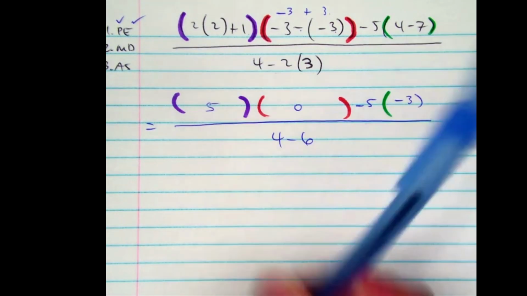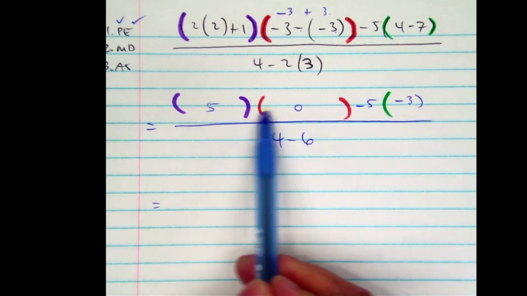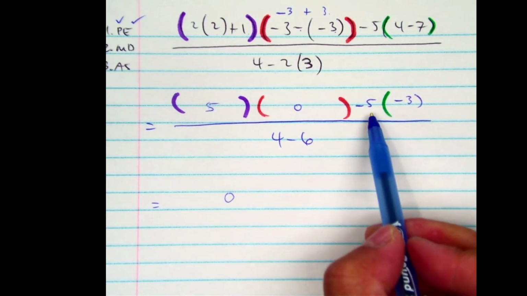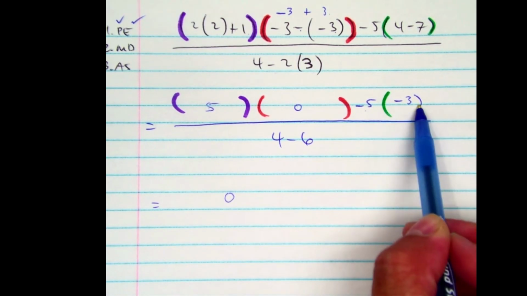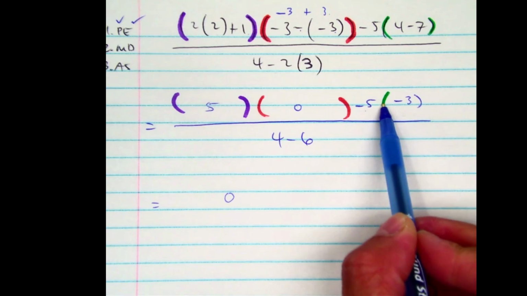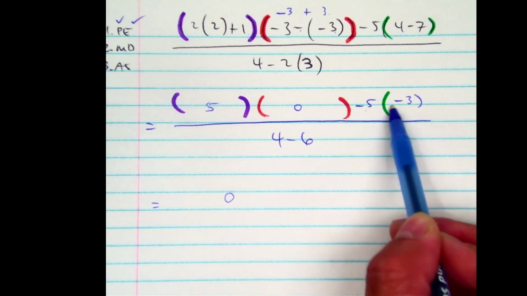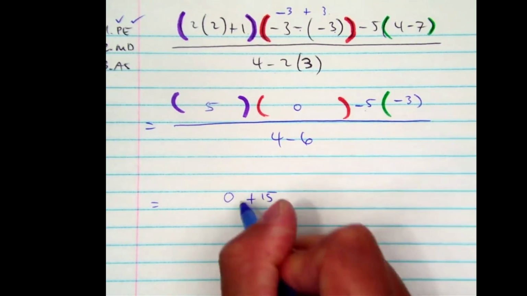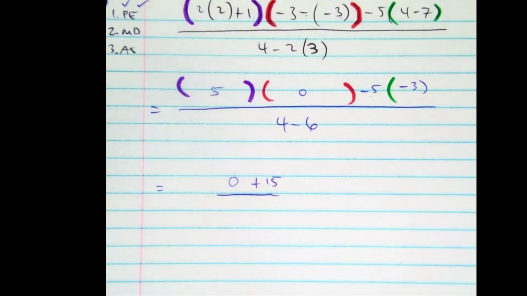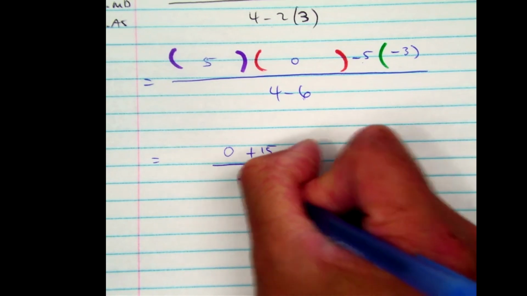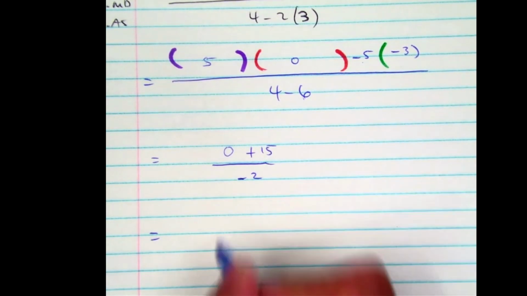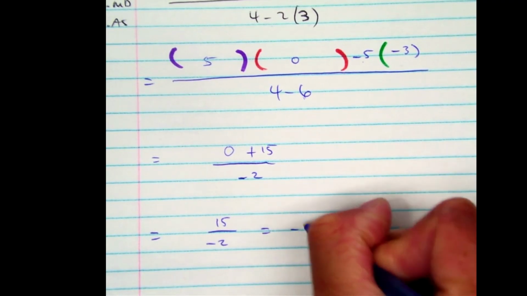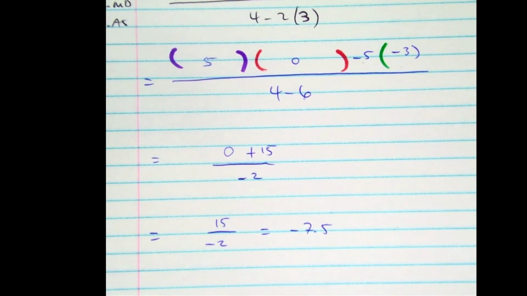What math operation? 5 times 0 is... pay attention here. Class, is this negative 5 minus 3? No. What math operation? So negative 5 times negative 3 is 15. And 4 minus 6? 0 plus 15. 15 divided by negative 2 is negative 7.5.